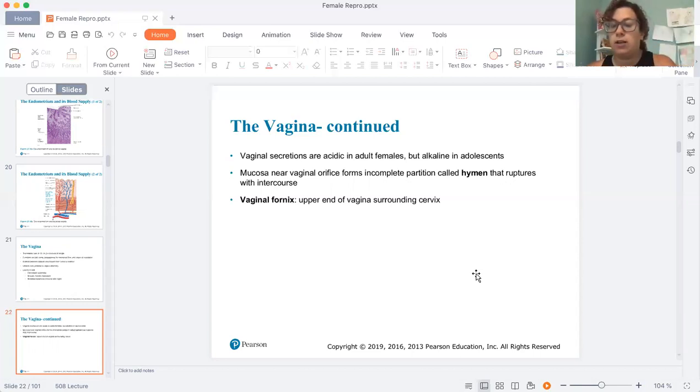There is a little portion of tissue called the hymen that basically covers the vagina, and that only ruptures with intercourse, and that is meant to protect the lumen and protect the inner aspect of the vagina.